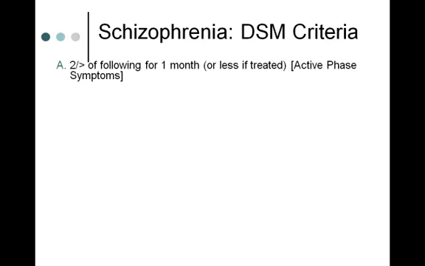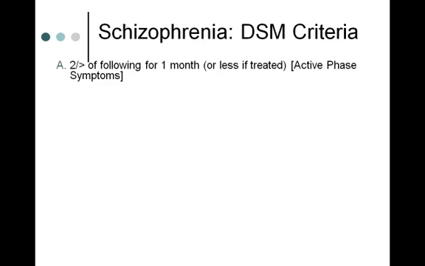Criterion A, which includes the active phase symptoms. Two or more of the following symptoms are present for 1 month or less if treated. So it's just kind of like with mania in bipolar disorder. There's a recognition that there are several drugs that, if given, will make these symptoms go away in a fairly short period of time. And the assumption is that you would have kept having the symptoms if they hadn't given you Thorazine or whatever drug they gave you to stop the active phase symptoms.